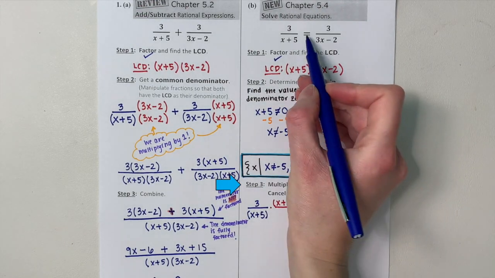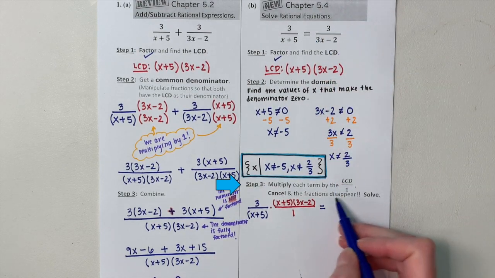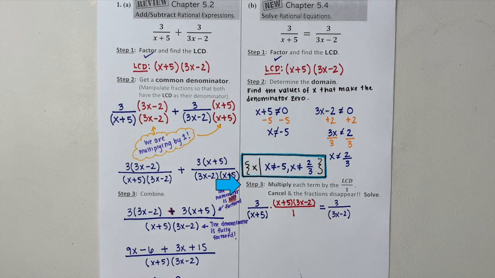Next, I'm going to bring down the equal sign, and I'm going to copy this expression down here. We're also going to multiply this term by the LCD over 1. And this is allowed because with equations, you can multiply by anything you want as long as whatever you multiply the left side of the equation by, you also multiply the right side of the equation.